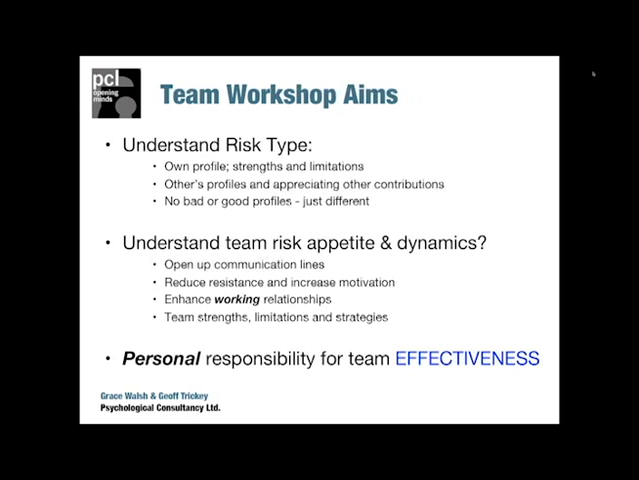We need then to understand the team. That's sort of the individual end. Now we need to understand the team and its risk appetite. Now, what's the risk appetite of this team? If you have this group together, what are the dynamics between the people within the team? So what we are aspiring to do is to open up communication lines so that people talk constructively to one another. We want to reduce resistance and increase the motivation. And again, we want to enhance the working relationship, not the personal relationship, but the working relationship. We make it as effective as we possibly can.